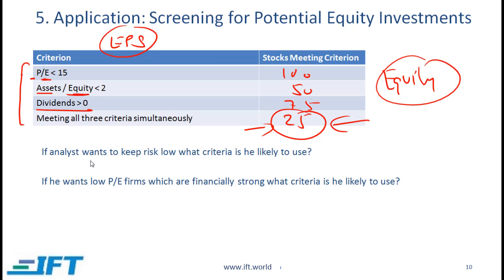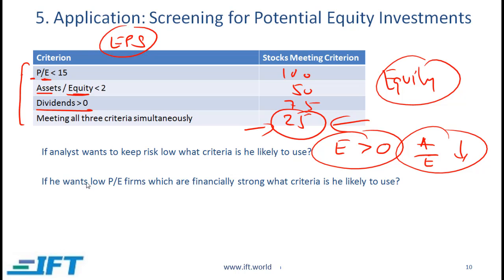If you are an analyst and you want to keep your risk low, then what sort of criteria are you likely to use? Again, there are several criteria that could be used, but you might, for example, say that the earnings have to be positive over the last 5 quarters. You might say that the leverage ratios such as assets over equity need to be relatively low, and there are other numbers or other criteria that you can use also, but this just gives you an idea.